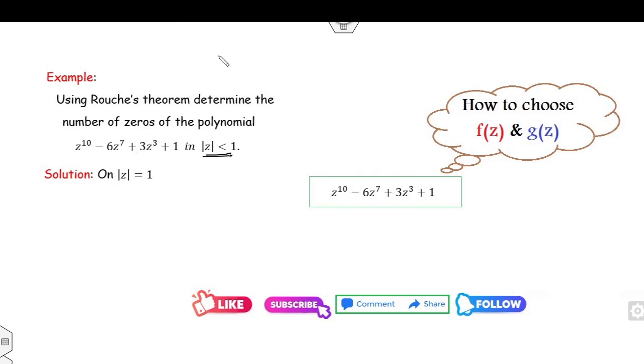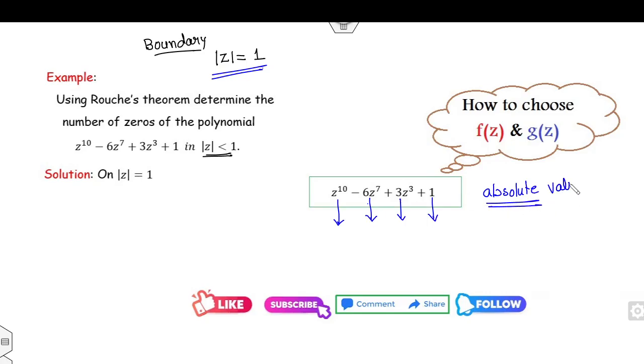What is the boundary of the circle? Boundary of the circle is my 1. This is my boundary. Calculate the absolute value of each term on the boundary. So you can see what is the value of this on the circle is 1. 1 raised to power 10 is 1. This number is my 1.